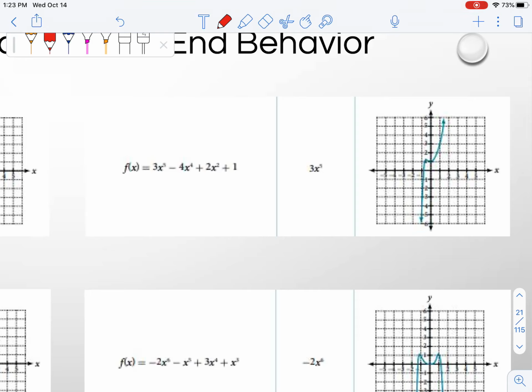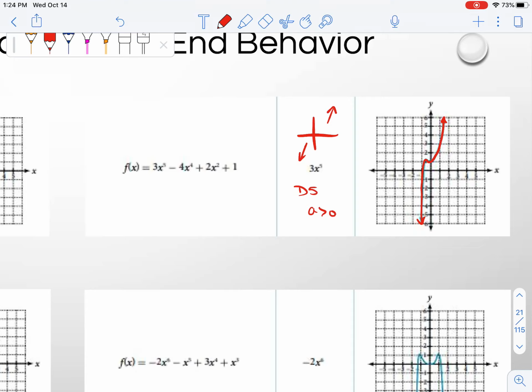Next example, I have 3x to the fifth minus 4x to the fourth plus 2x squared plus 1. My lead term here is 3x to the fifth. It's in standard form. So I have a fifth degree polynomial. A is positive. So my end behavior, think x cubed, has to be down and up. And again, that's what we see here. I have a graph that comes up, turns relatively quickly, and it has a slightly smoother curve when it turns back into the upward direction. I do again get a graph that is down and up.